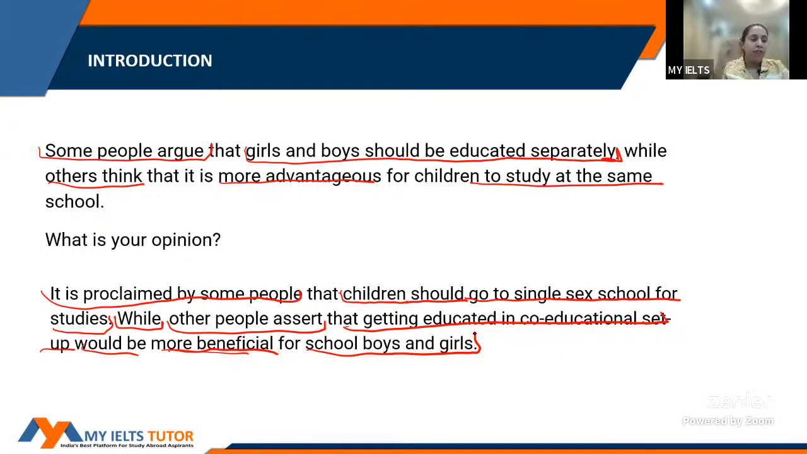I have picked the information, chunked it into pieces, and I have rephrased the information. I have used synonyms wherever possible. And in the second part, I have rephrased by changing the structure of the sentence. This is what we need to do in the first part of the writing introduction.